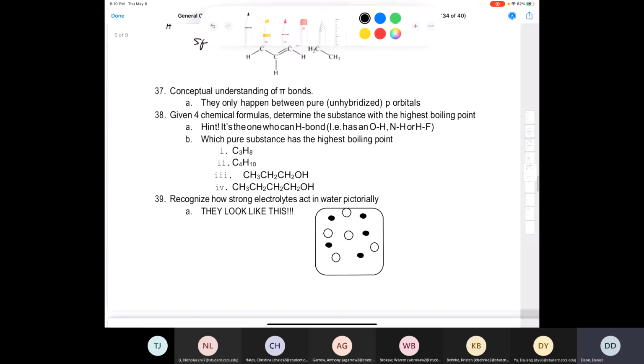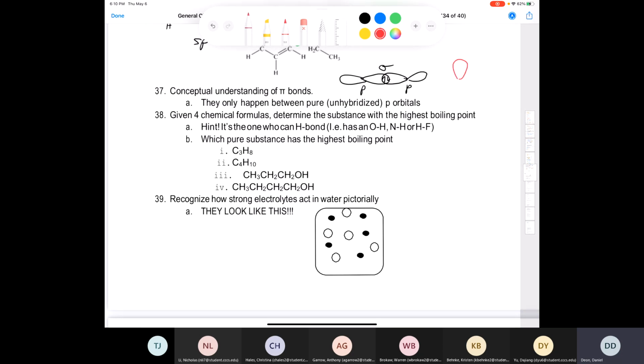All right, number 37, conceptual understanding of a pi bond. They only happen between unhybridized p orbitals. Remember, if you have 2 p orbitals, like this is a p orbital with an unpaired electron, this is another p orbital with an unpaired electron. If they overlap head to head like that, that forms a sigma bond.